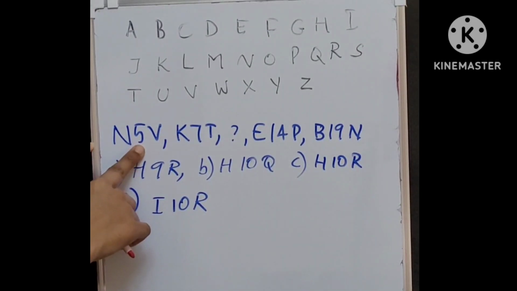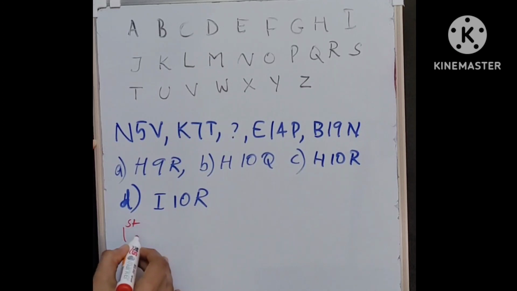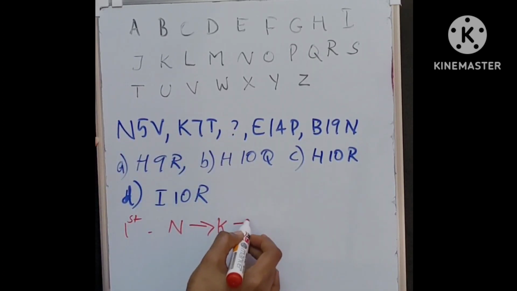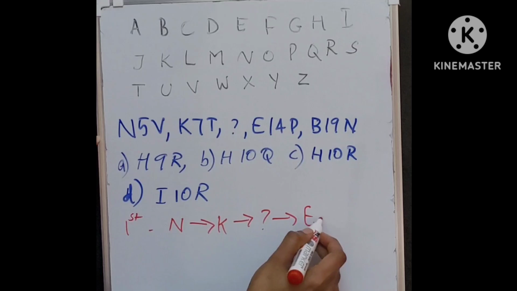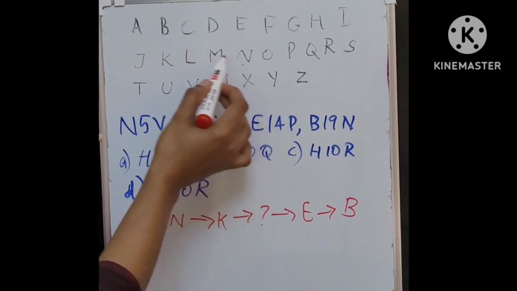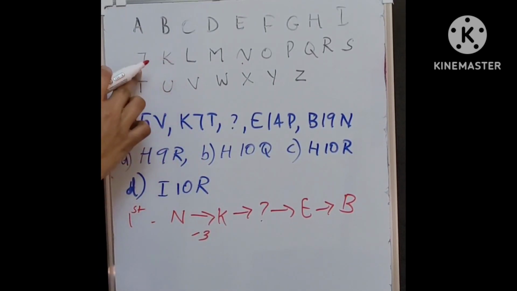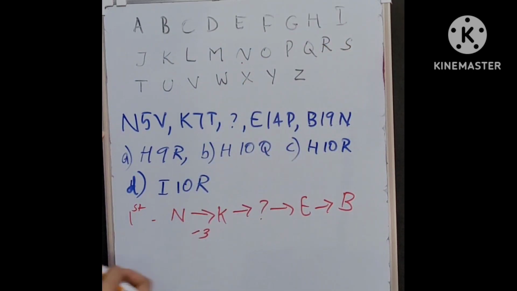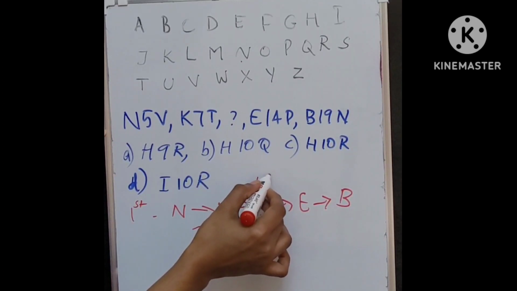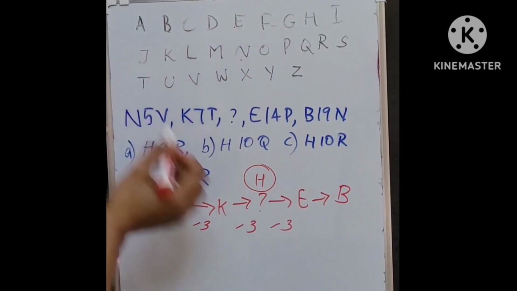This series is number, letter, number and letter. First the letters: N, K, the missing one, E and B. Here N to K is minus 3. Then K minus 3 is H, so the first missing letter is H. Then H minus 3 we get E, and E minus 3 is B.